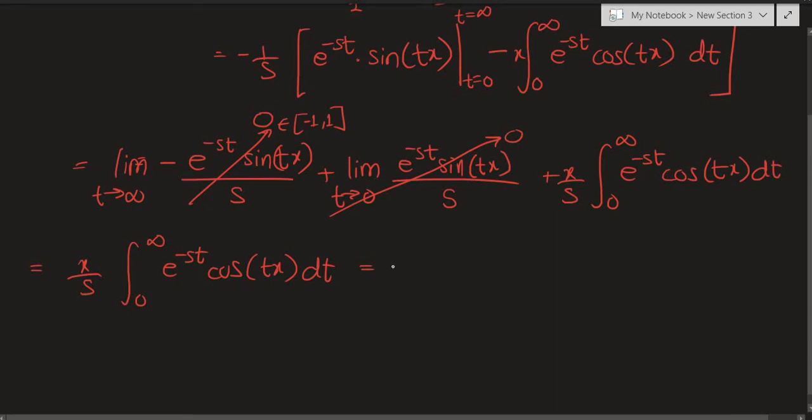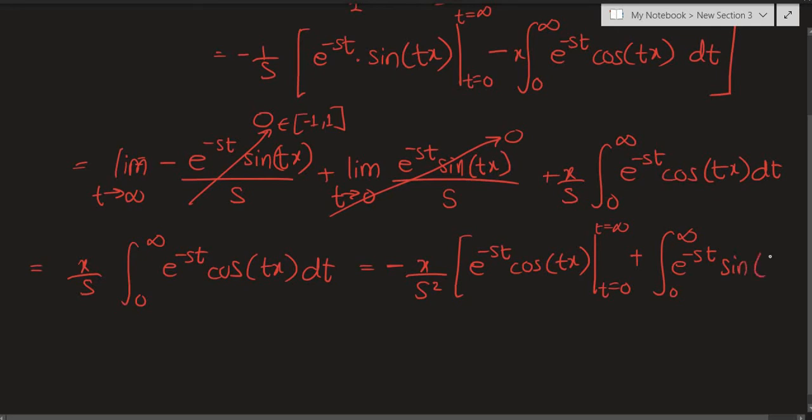Therefore we obtain, let's take a negative out to compensate for the antiderivative of e raised to negative st, x over s times s squared, because of the antiderivative of this e raised to negative st, and we have e raised to negative st times cosine of tx evaluated from t equals infinity to t equals 0 minus integral from 0 to infinity of e raised to negative st times derivative of the cosine is negative sine, so negative negative positive sine of tx, and x is a constant, chain rule.